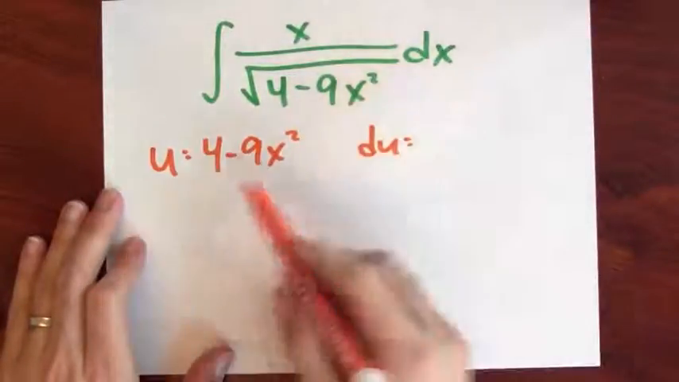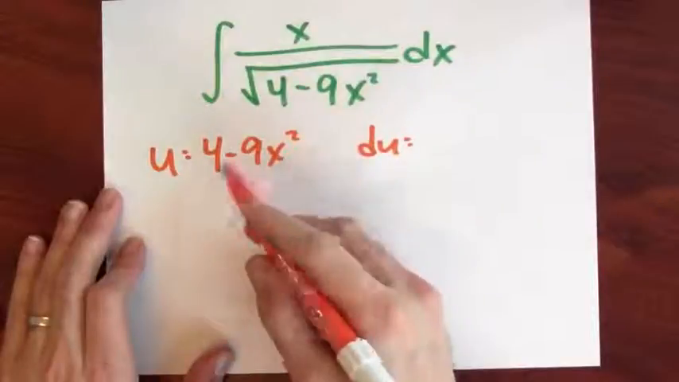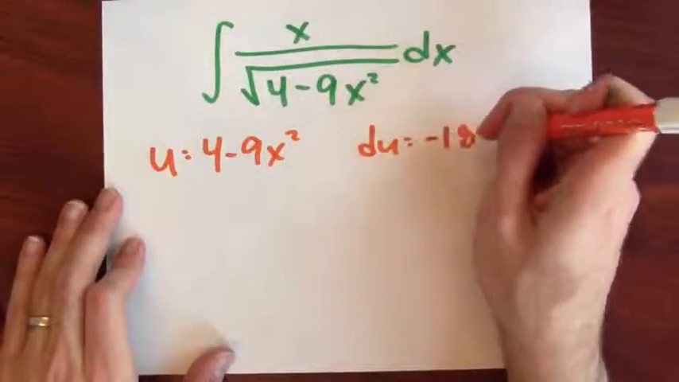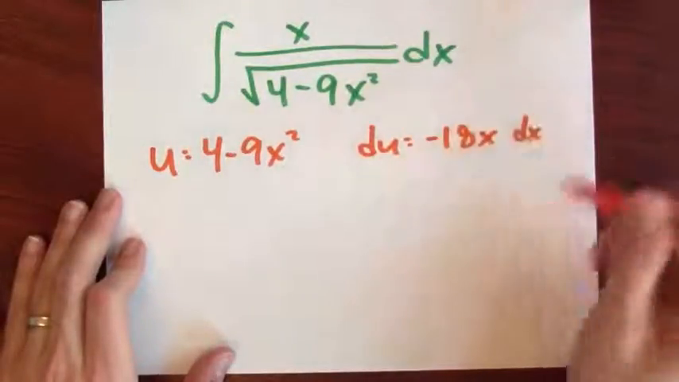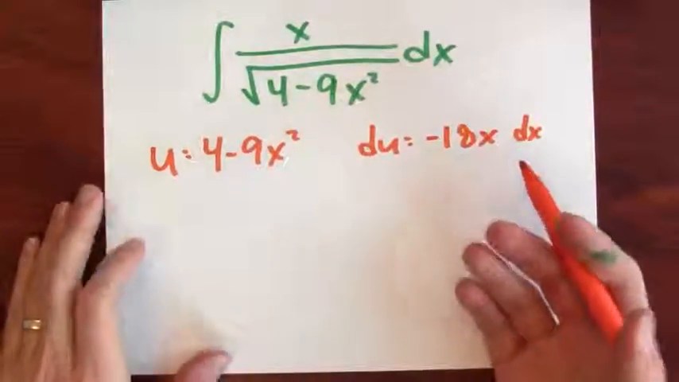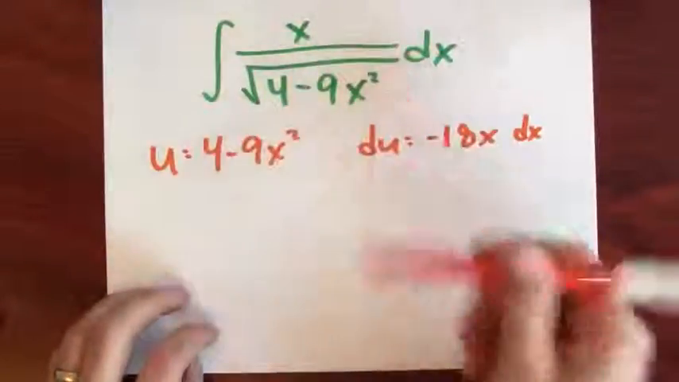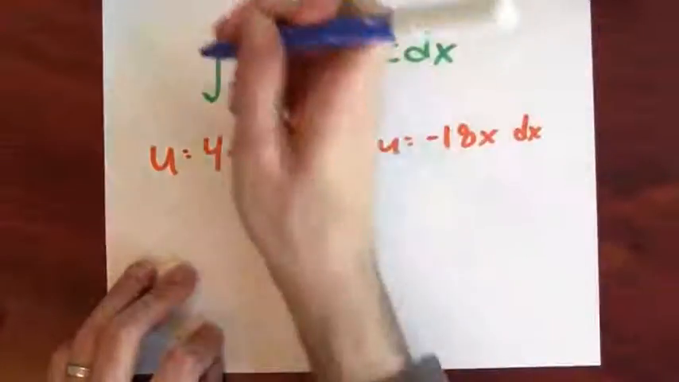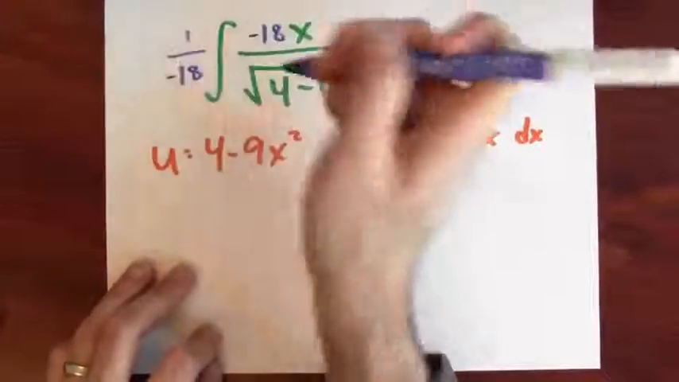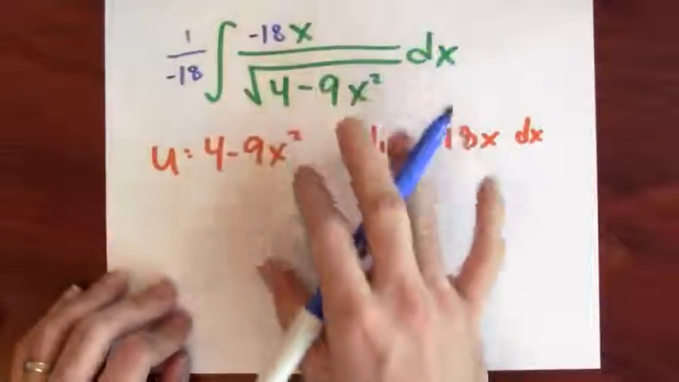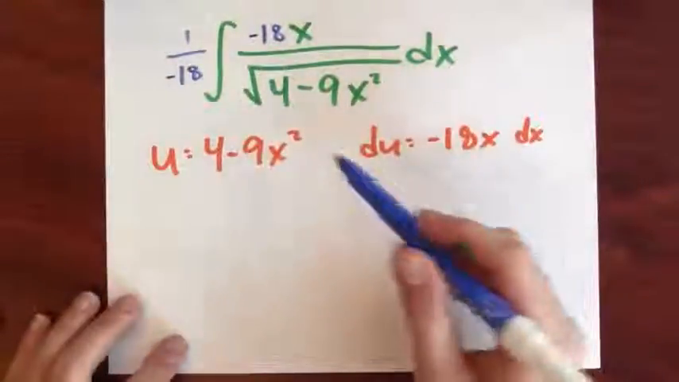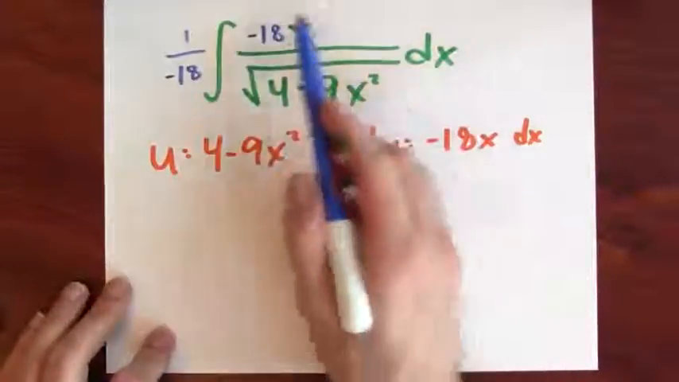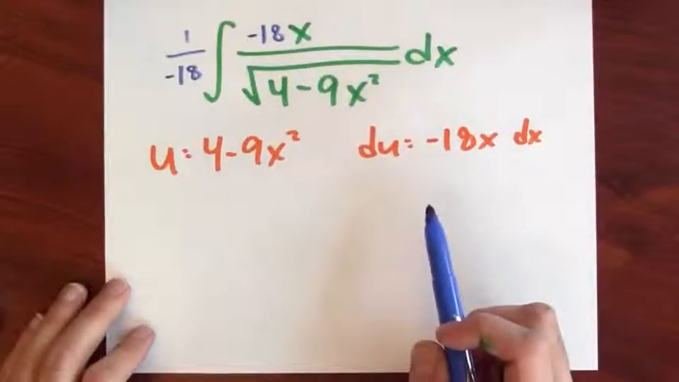Well, calculate the differential of u by taking the derivative here, and the derivative of 4 is 0, but the derivative of negative 9x squared is negative 18x. I'll include the dx. And now you're thinking, oh, this is terrible. I don't see a negative 18 anywhere in this problem, but I can introduce one. I can make a negative 18 there as long as I cancel it with 1 over negative 18 there. So I've done nothing to the antidifferentiation problem. I haven't changed the problem at all. This is just multiplying by 1 if they cancel. But I've now got a du in my integrand.